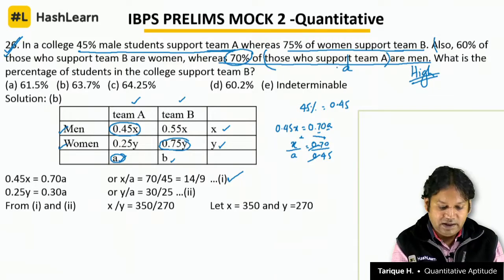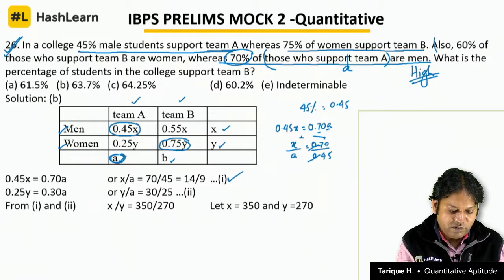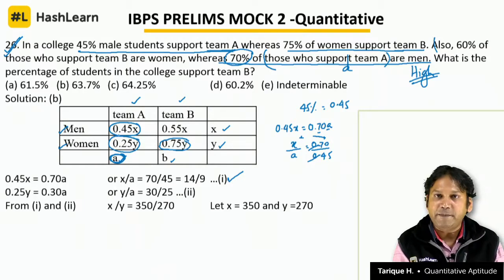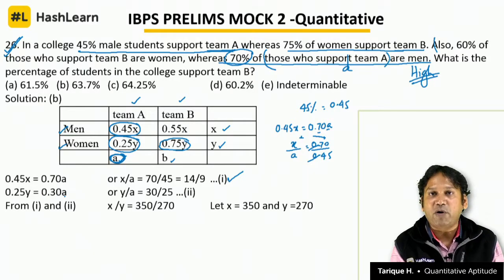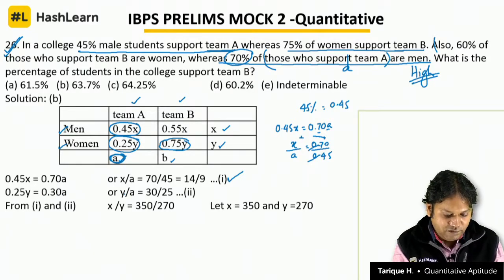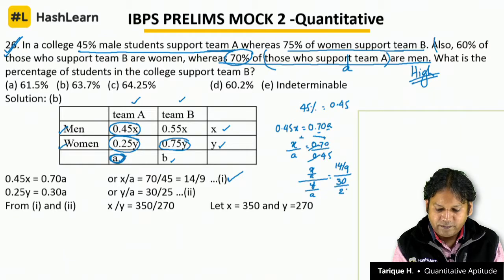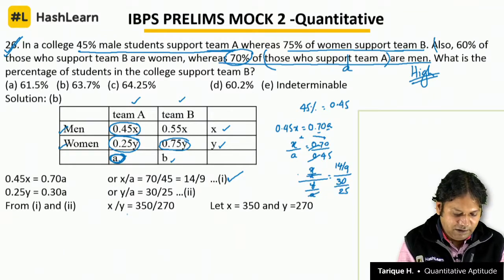Total supporters of team A is equal to A, and 30% of this A should be equal to 0.25y. So 0.25y is equal to 0.30A because 30% is equal to 0.3. This gives us the ratio y by A as 30 by 25. From 1 and 2, when you divide x by A upon y by A, 14 by 19 upon 30 by 25, A will get cancelled and x by y equals 350 by 270.